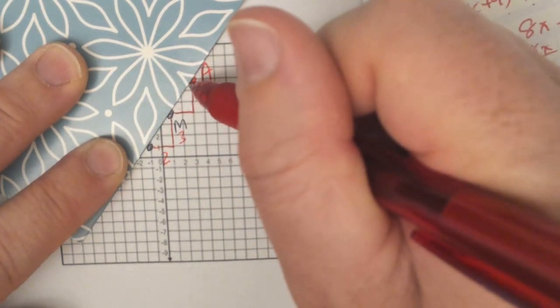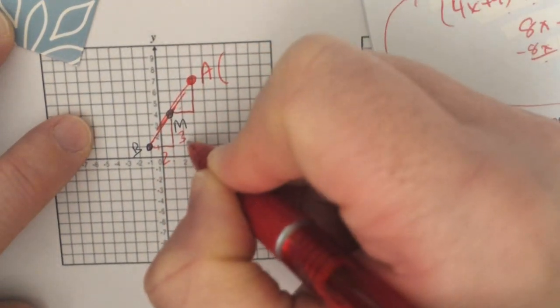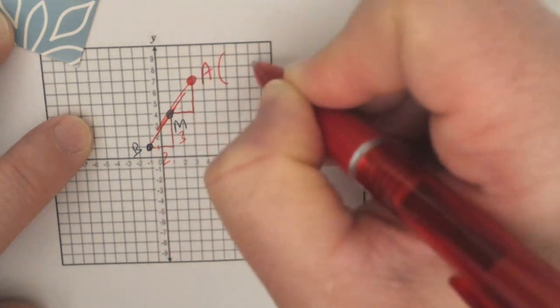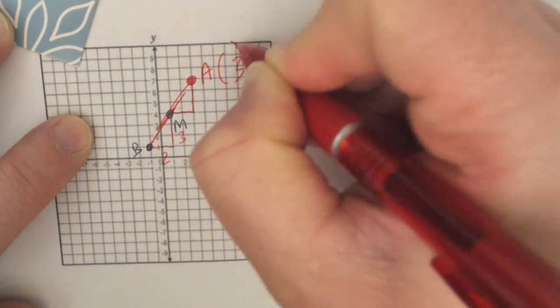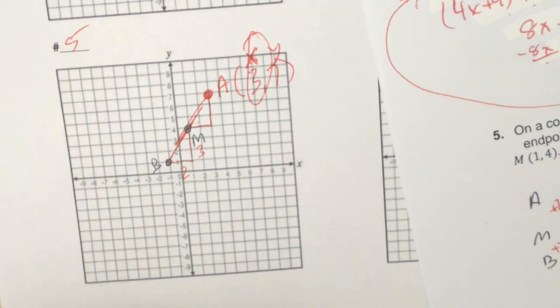is my A. And notice that those are all on the same line, and M looks right in the middle. And what's that coordinate? That coordinate was 3, 7, and I wanted my x coordinate. So that was number 5. Okay, so that was another way to do that. We did this. We got the same answer.